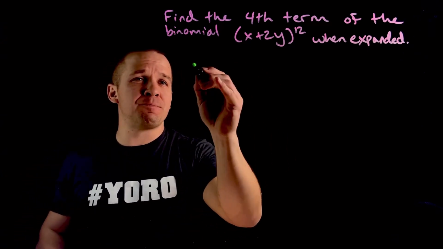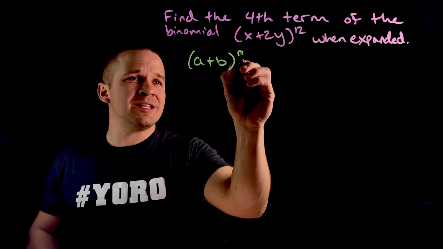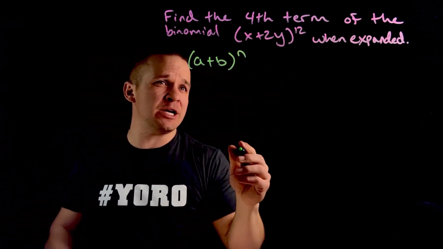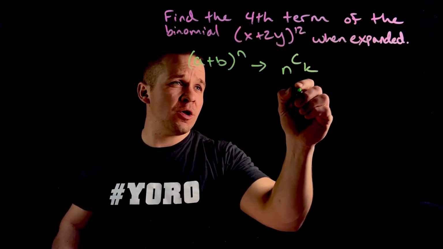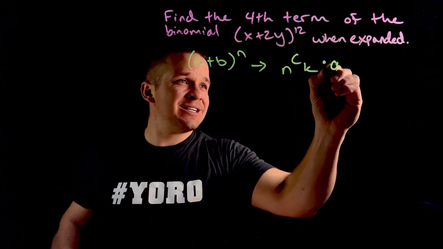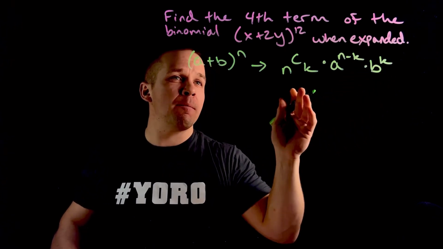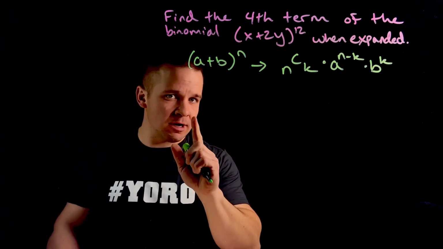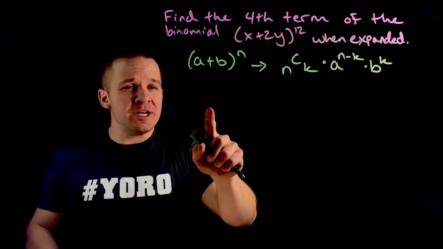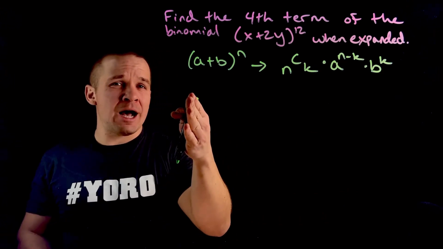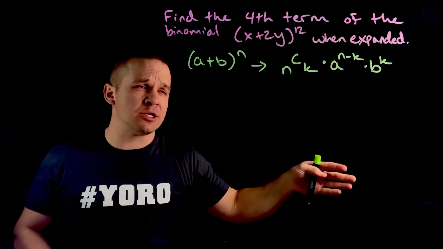A little sidebar here. If I had a plus b raised to the nth power, I can expand this by doing this: n choose k times a to the n minus k times b to the k power. When we expand this using Pascal's triangle, we start counting down for the first term. If it's to the 12th, it'd be 12, 11, 10, 9, and so on.